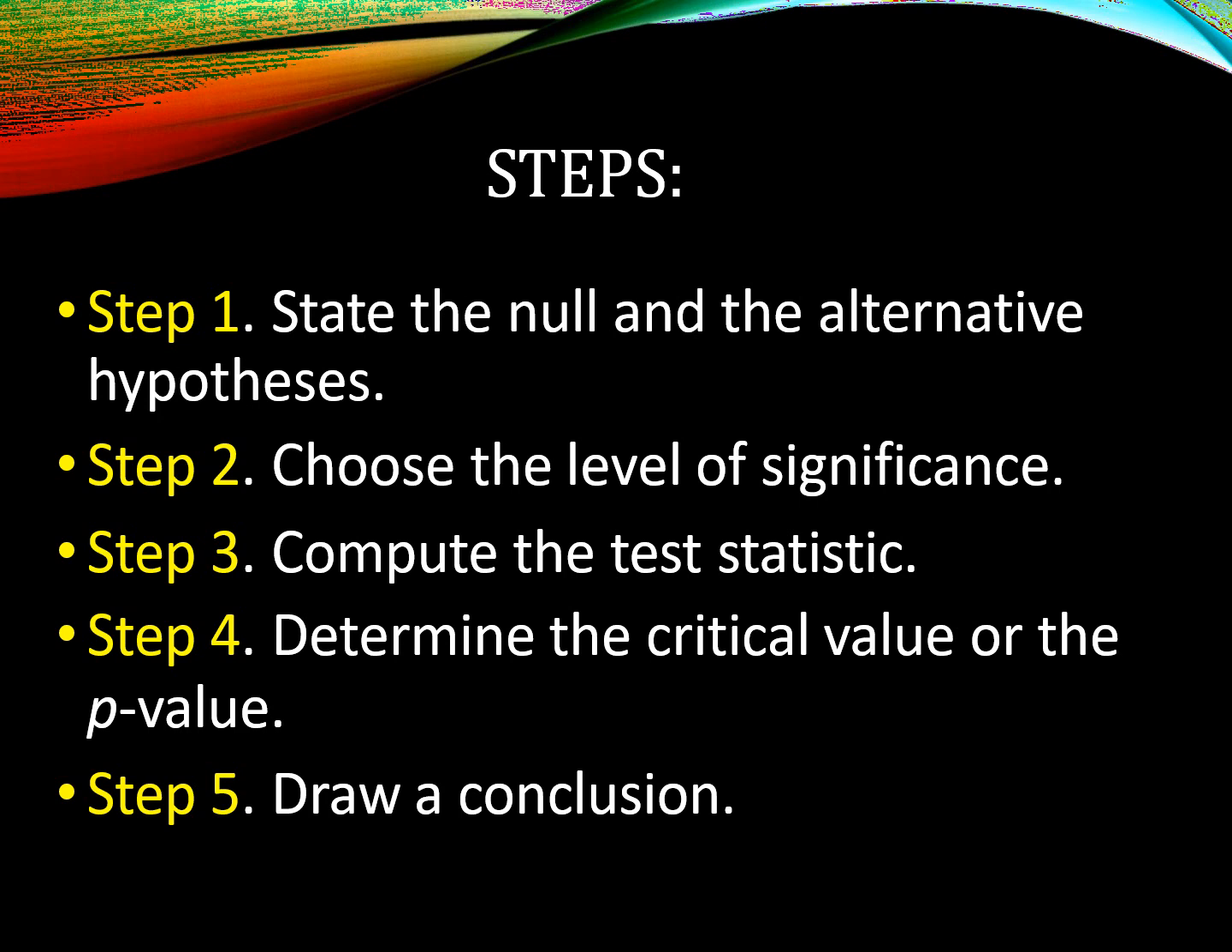Here are the steps for hypothesis testing when the population variance is known. The first step is to state the null and the alternative hypothesis. The second one is to choose the level of significance. The third step is to compute for the test statistic. So you will know what test statistic should be used. Will it be the z-test or the t-test? For the fourth one, we're going to determine the critical value or the p-value. So we will be having two methods for hypothesis testing. And lastly, you are going to draw a conclusion.